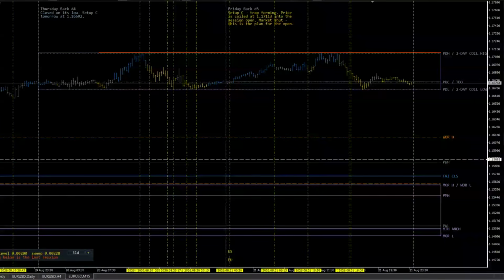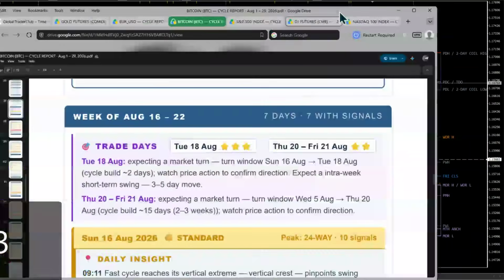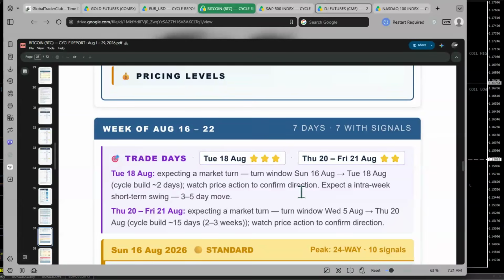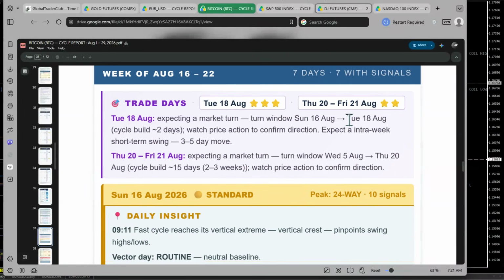All right. Let's take a look at Bitcoin. With Bitcoin, we had Tuesday and then Thursday or Friday. And if we take a look, let me just bring that up. All right, so Tuesday, this is at the top of the weekly insight, Tuesday and Thursday, Friday. Tuesday was a 3-star day, Thursday, Friday, following through. And remember, we have an event on Saturday, so Saturday would have pulled Friday in.